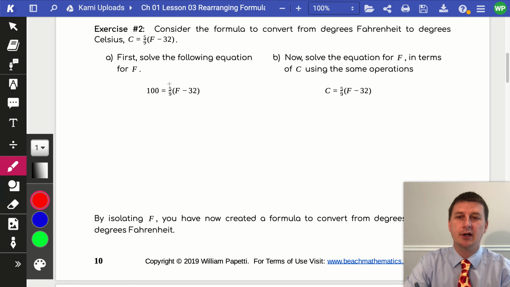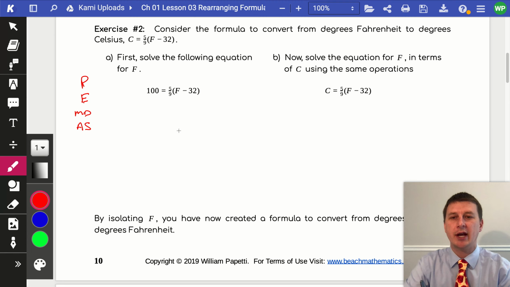So the first thing we saw was outside the parentheses, I see multiplication, because remember we're going to take our order of operations and go in reverse. Do we see addition or subtraction outside the parentheses? Our answer is no. Do I see multiplication or division outside the parentheses? My answer is yes, I see multiplication. So I'm going to divide both sides by 5/9.